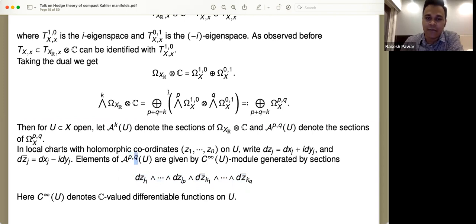Okay, so this will exactly come from this explicit description of this. Okay, so Omega^{1,0} is generated, as a C^infinity module, by dz_1 or dz_i's, and this is generated by dz_i bars. So you want to think about elements of A^{p,q} as a linear sum of some C^infinity function defined on U times these basis vectors. Okay.